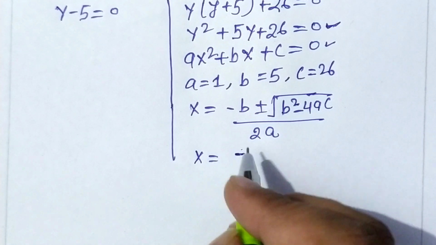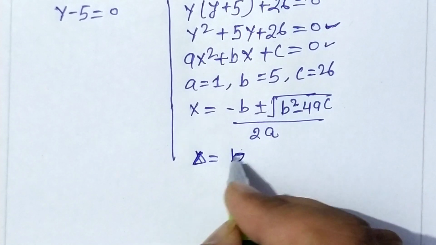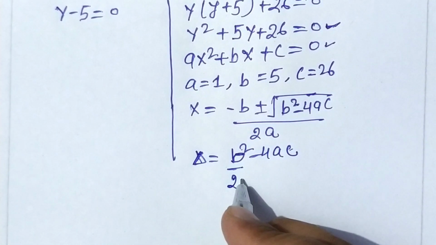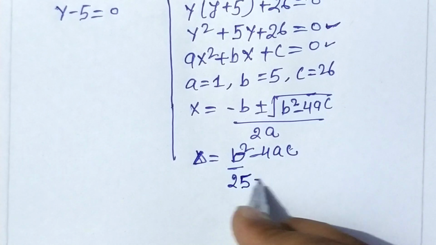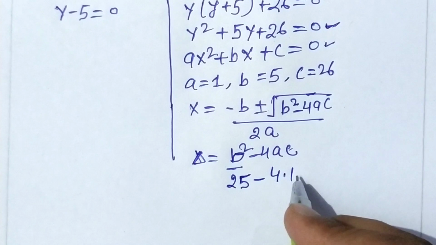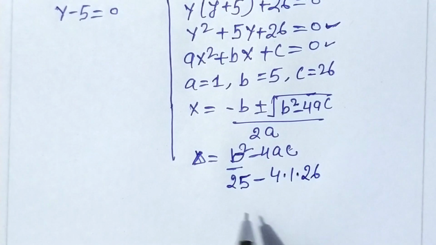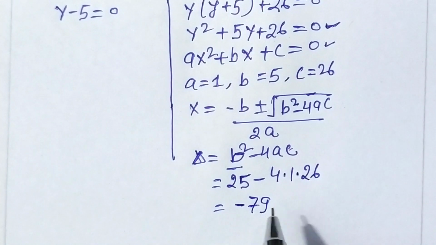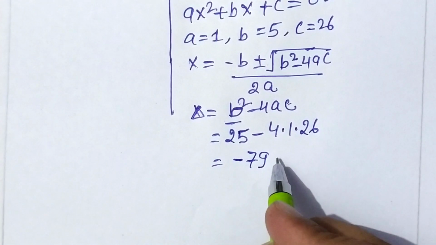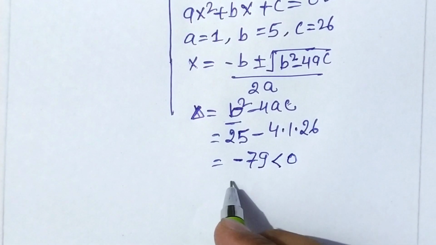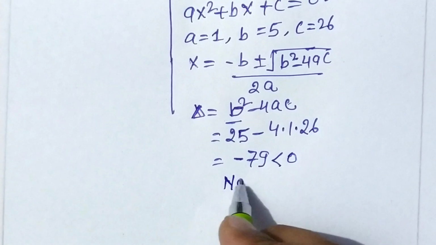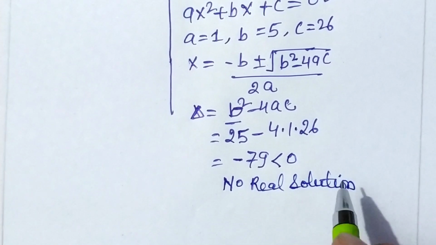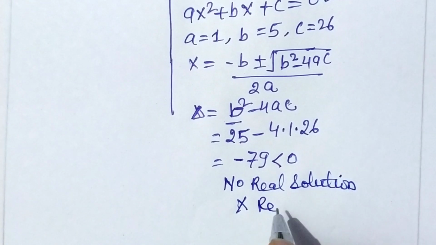We know that the discriminant delta is equal to b square minus 4ac. b is equal to 5, 5 square is equal to 25, minus 4 into a, 1, into c, 26, it will be equal to minus 79. Minus 79 is less than 0, so there are no real solutions. So this one is rejected.